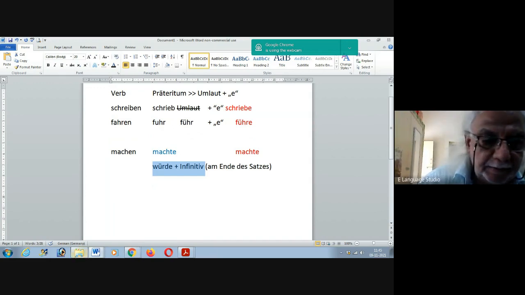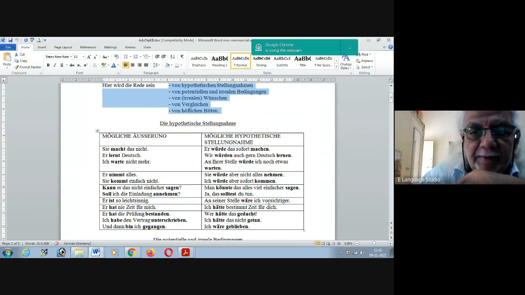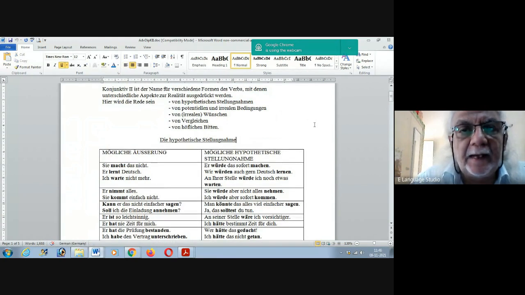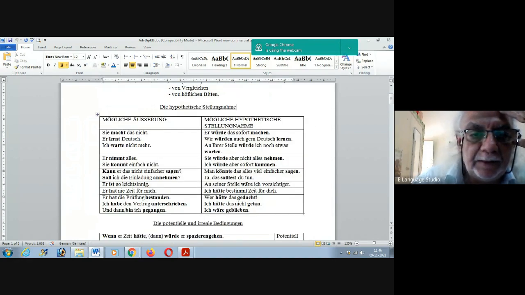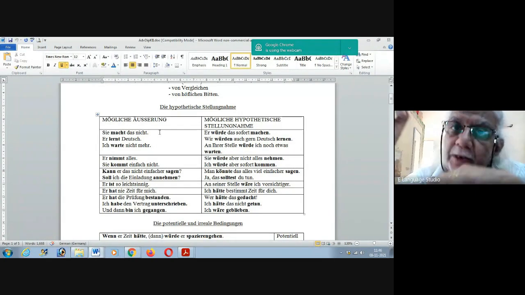Structure-wise, we are clear. Jetzt weiter. Was bedeutet eine hypothetische Stellungnahme? Something which is hypothetical, not real. It's an irreal Satz. For example, sie mag das nicht. She doesn't do it. But he would do it immediately.